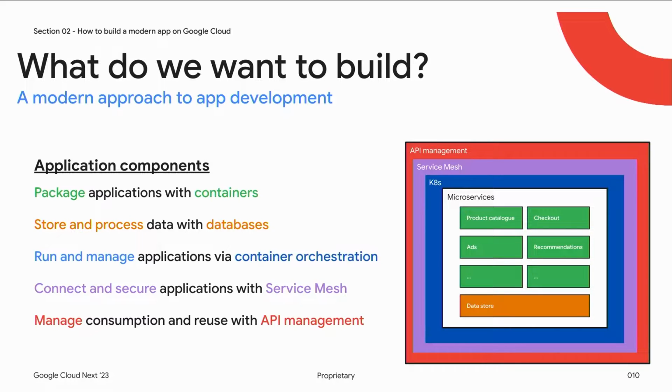Now I need a container orchestration. So I would choose something like Kubernetes. Obviously, I've listed Kubernetes over here, but you're welcome to go use Cloud Run, serverless models as well. And now you want to also connect and secure these applications. So you have a service mesh you're using outside of it. And then finally, you want to be able to manage the consumption and reuse them, so you have an API management.